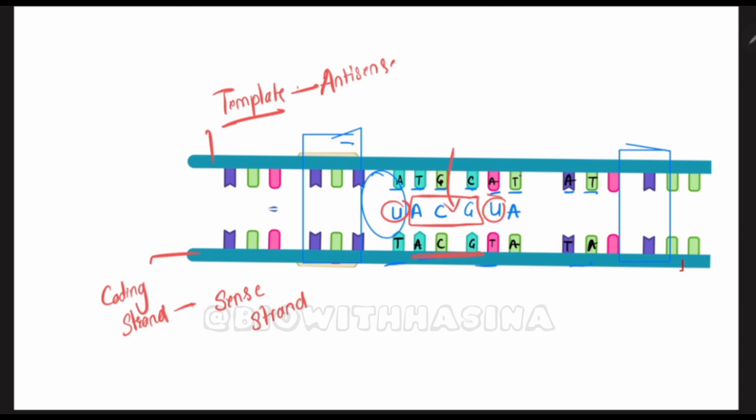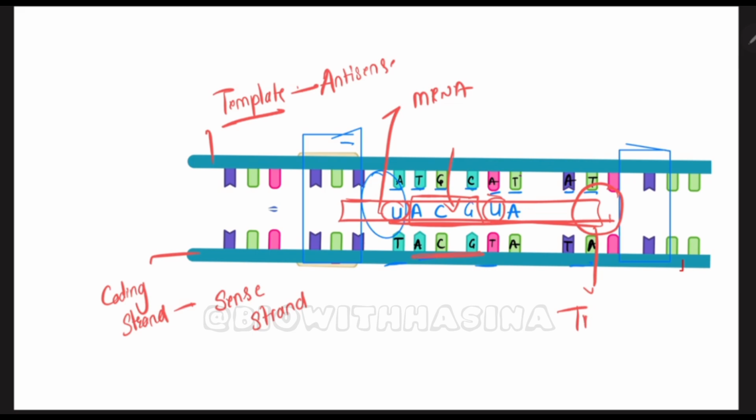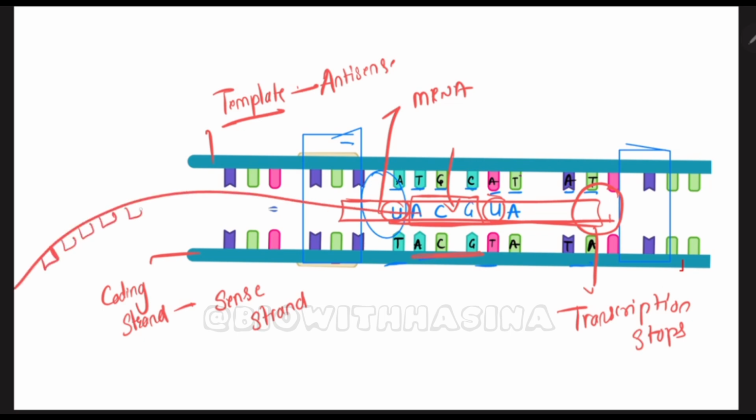So as this RNA polymerase is going ahead, it is adding the complementary base pairs of the RNA nucleotides, and in this region your mRNA gets formed. And when this RNA polymerase reaches the terminator, your transcription stops and your mRNA then gets released. So this was about transcription. Let's talk about it in short again.